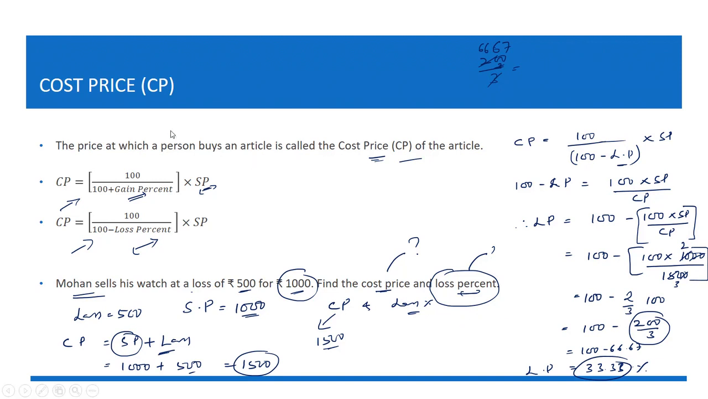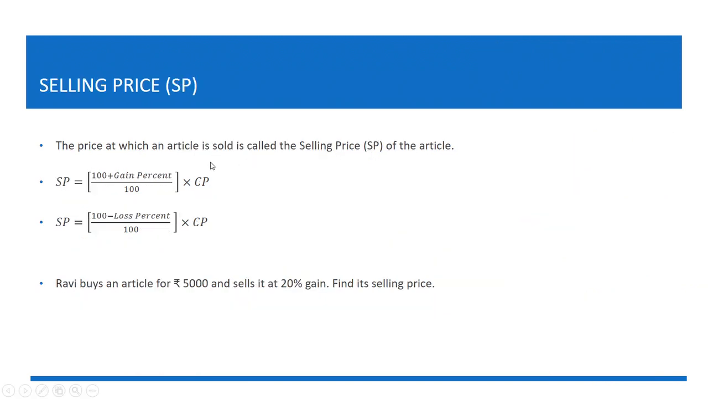Let us check out what exactly the selling price is. The price at which an article is sold is called the selling price. When you buy an article, that is called the cost price. When you sell, this is considered the selling price. The selling price formula is the reverse of the cost price formula. SP is equal to 100 plus gain percent divided by 100 into CP. SP is equal to 100 minus loss percent divided by 100 into CP.